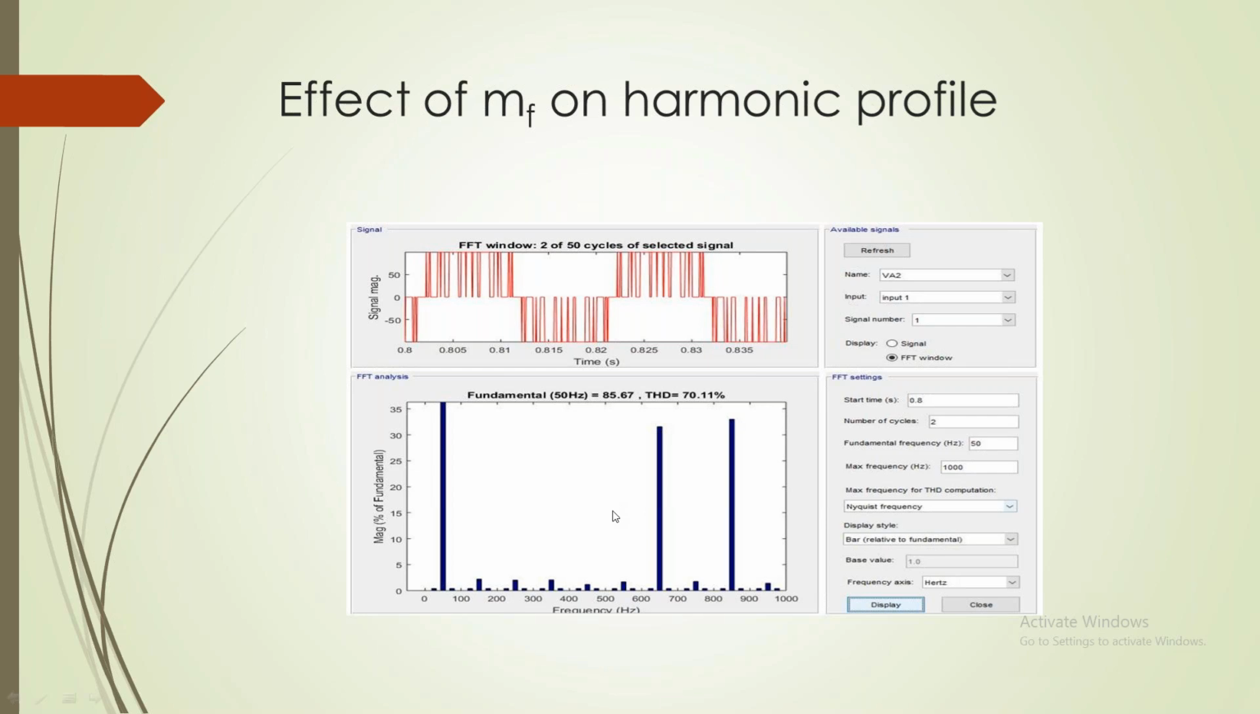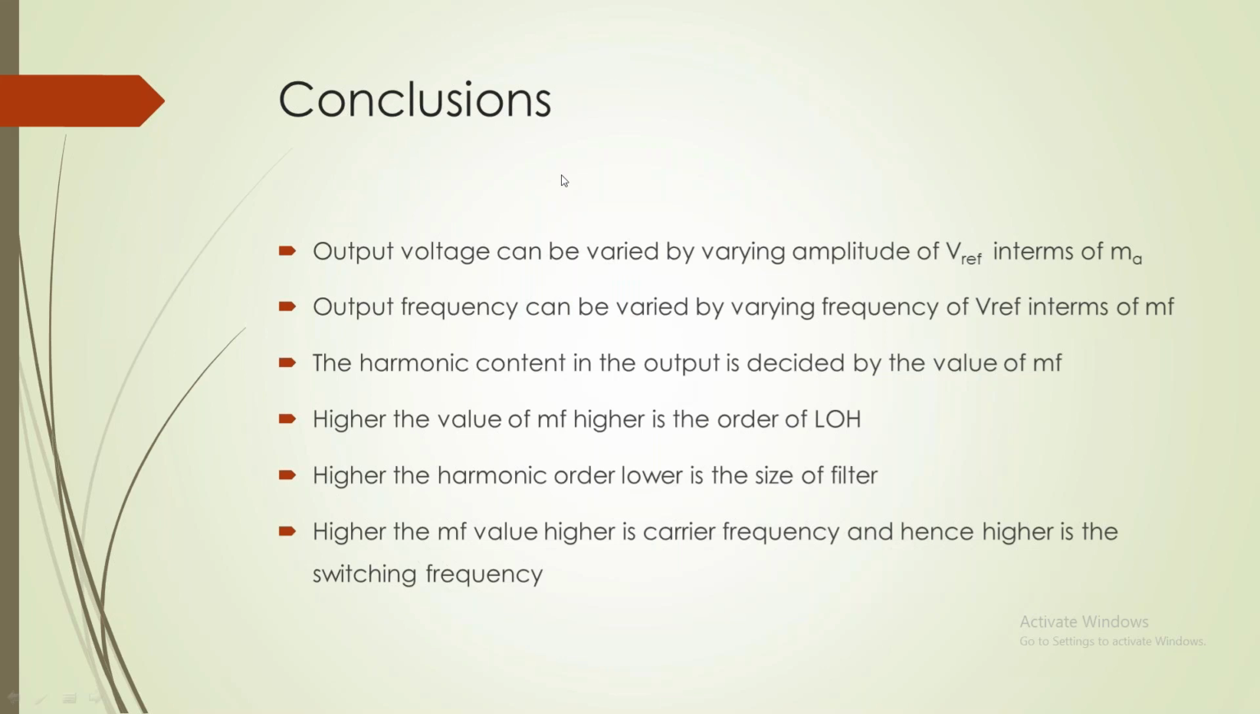So the conclusions that we can make out of the two-level inverter, whatever we have observed, we know most of them. I'm just summarizing whatever I've discussed till now. Output voltage can be varied by varying the reference amplitude in terms of modulation index MA, right? Of course, this holds only till modulation index MA is equal to 1. Beyond it, it enters into over-modulation. Output frequency can be varied by varying the frequency of V reference, right?